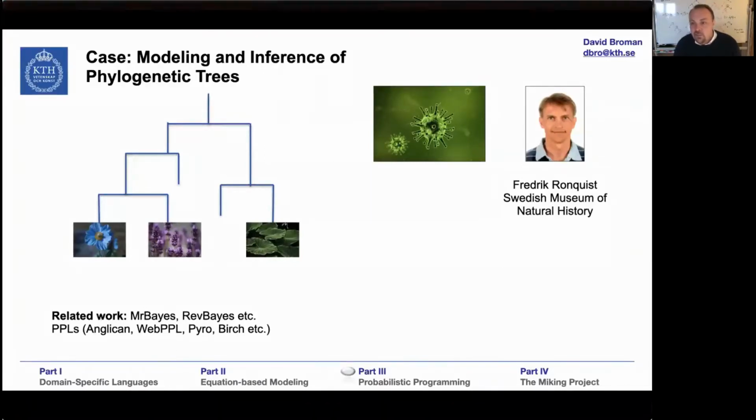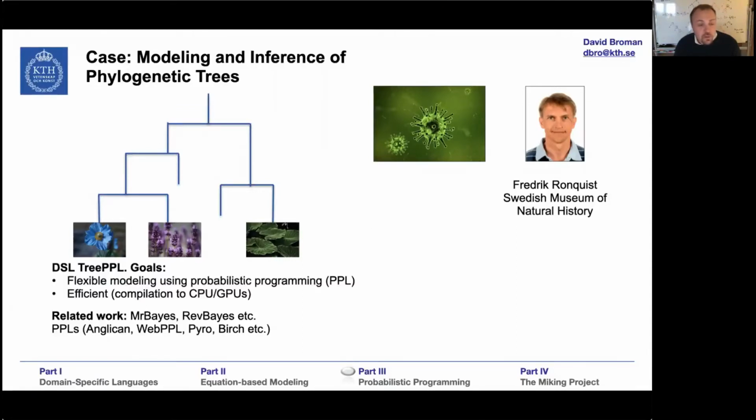Our hope is that this can really push the field forward. And the interesting aspect is, of course, domain knowledge here from Fredrik and our knowledge about probabilistic programming and compilers for that. So we are working on this DSL called Tree People, that is going to be very flexible. And it's basically a universal probabilistic programming language where the challenge is to make it really efficient because these trees can be very large.